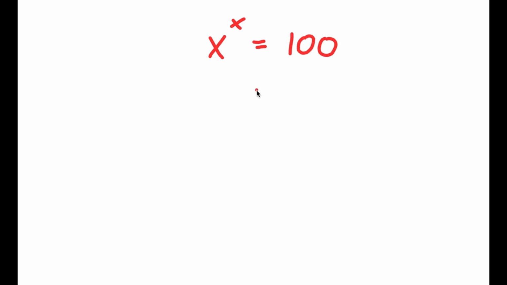Alright, so in this problem, I have x to the power of x is equal to 100. So I'm going to first start by taking the natural log, or ln, on both sides. So I have ln x to the power of x is equal to ln 100.